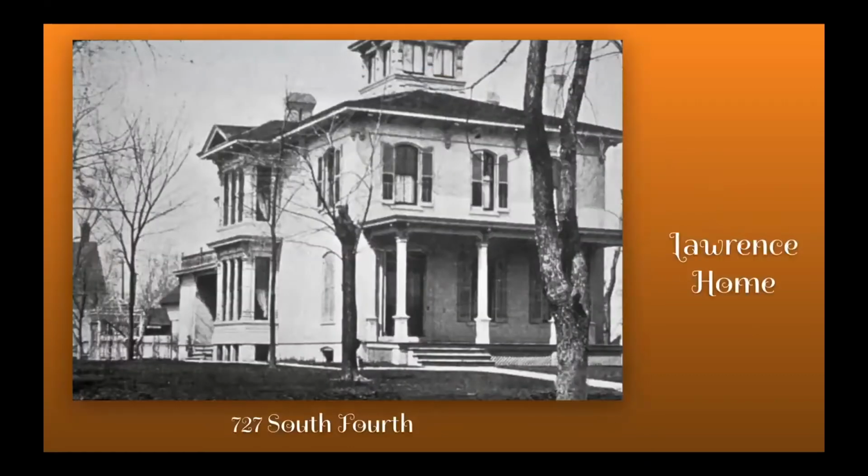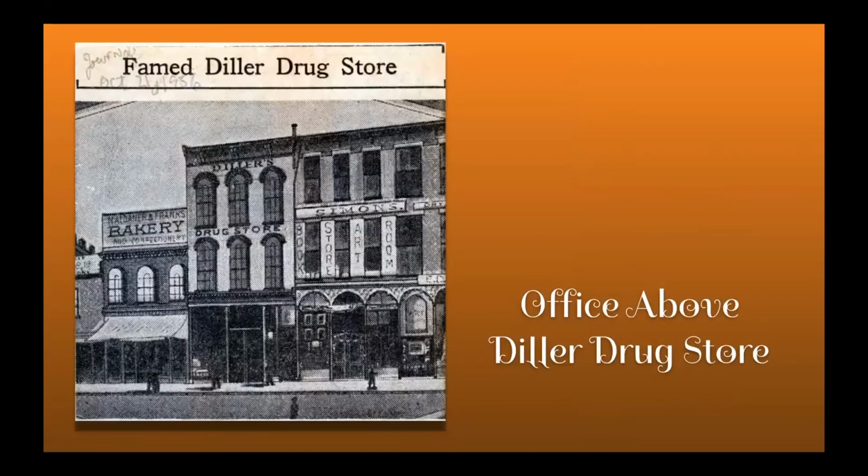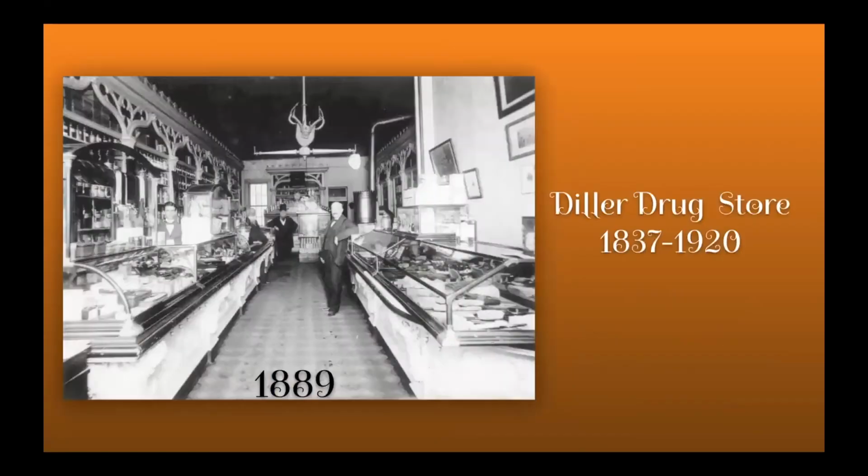Maybe Susan Lawrence Dana watched out the window of her Italianate-style house at the activity. Across the street on Lawrence, she could have seen Dr. John King, age 49, leave his large Victorian-era home, an example of the Italianate style. And you will notice the street name is Wright. We will explain the changes made to street names later in the program. King is headed to his office above Dillard Drugstore downtown. We have also found a picture of the inside of the store.